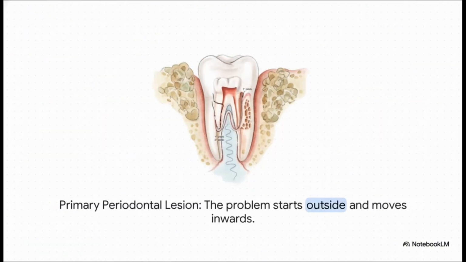All right, now let's completely flip the script and talk about the primary periodontal lesion. With this one, the infection starts on the outside. We're talking good old-fashioned plaque and calculus. This creates a perio pocket that slowly works its way down the side of the root, and it might not even touch the pulp until much, much later.